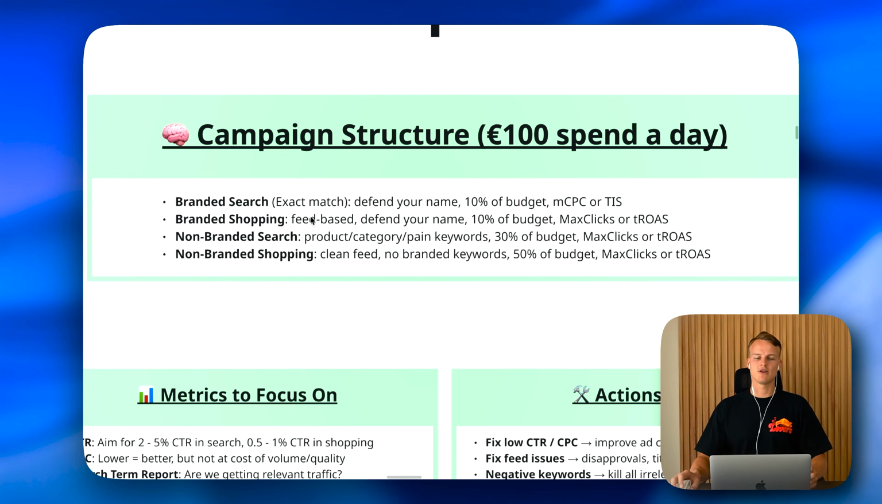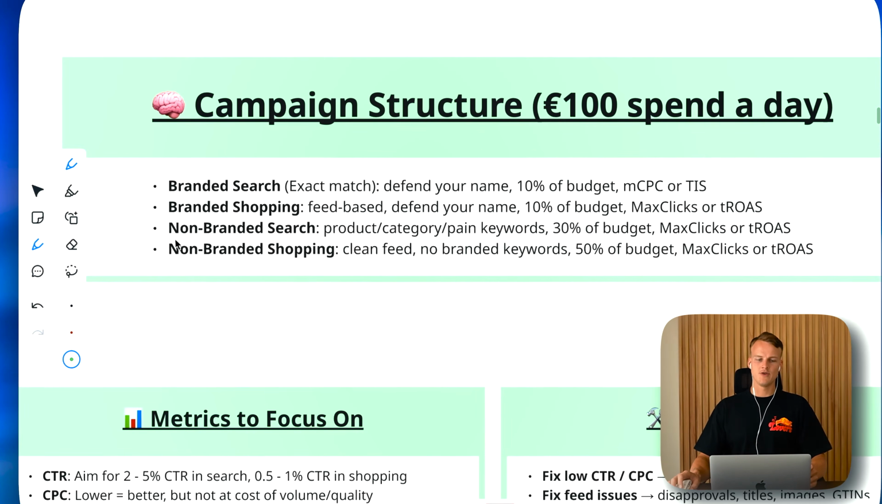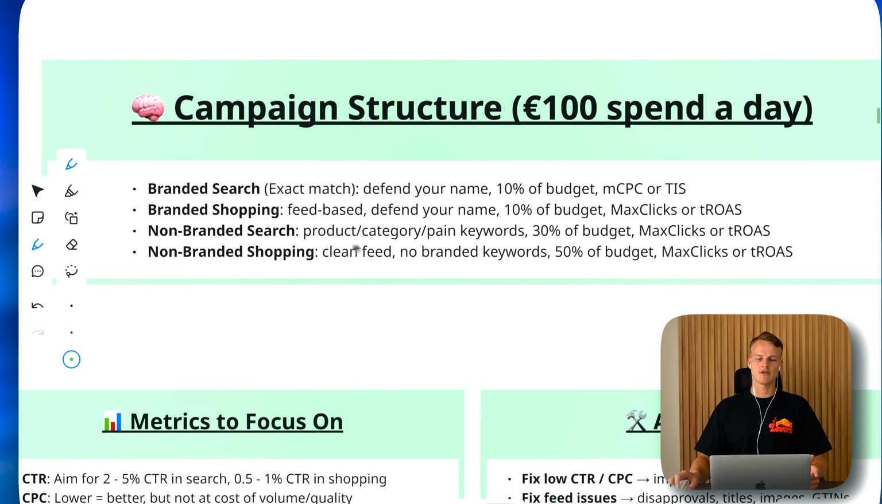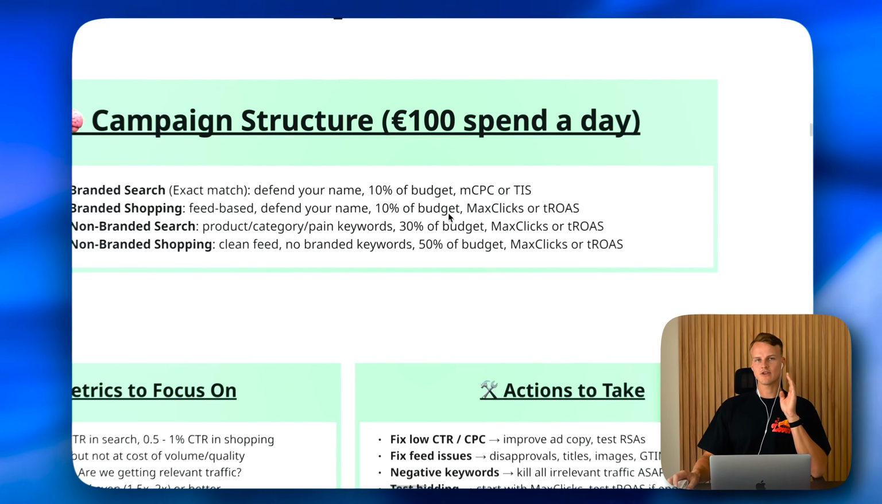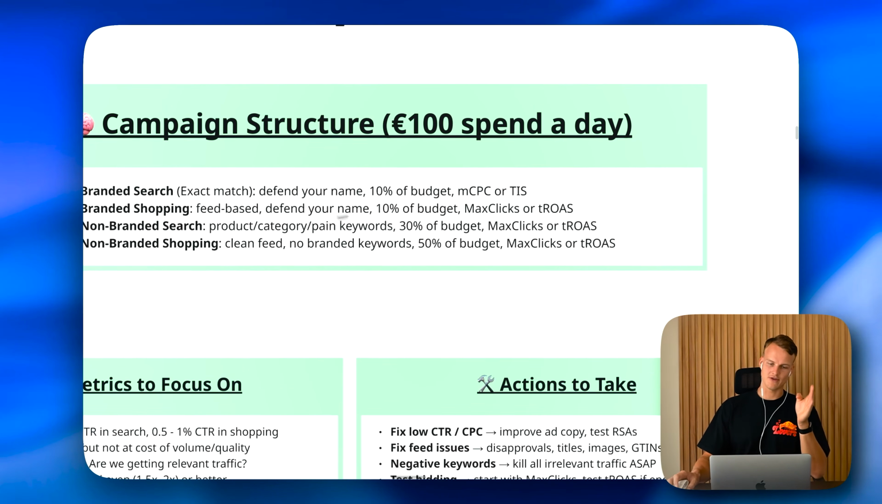With branded shopping, you want to use your feed, obviously, to defend your name, 10% of the budget, and max clicks or target ROAS at some point. And you want to optimize the branded shopping campaign by excluding your non-branded terms, right? You want to use a non-branded search campaign as well for category, product, or pain keywords with 30% of your budget on max clicks or target ROAS if you have 30 conversions in 30 days.